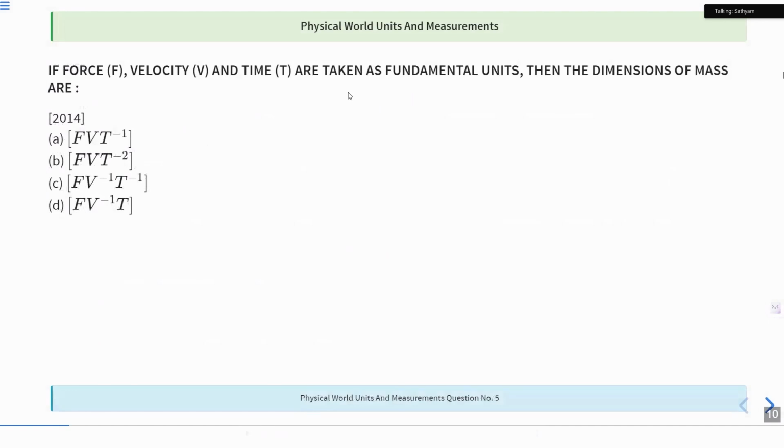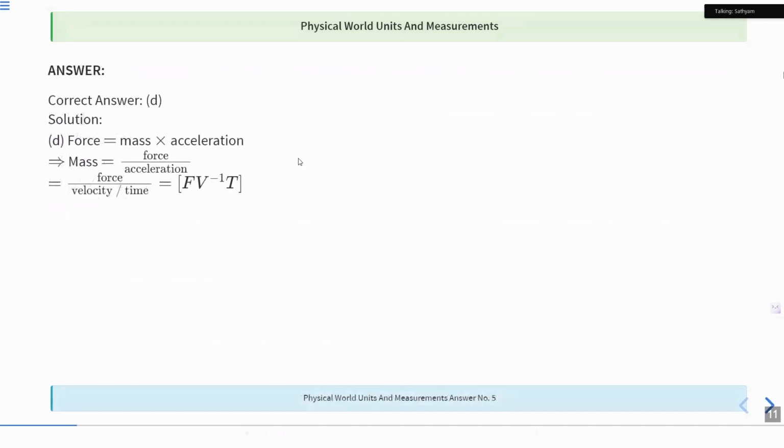If force, velocity, and time are taken as fundamental units, then what is the dimension of mass? Okay. So force and everything are fundamental units, right? Earlier, what were our fundamental units? M, L, and T, we used to take M, L, and T, right? Correct? Now what they have told us is, if force and velocity and acceleration and everything are our fundamental quantities, how will you derive the dimensionality formula of mass?